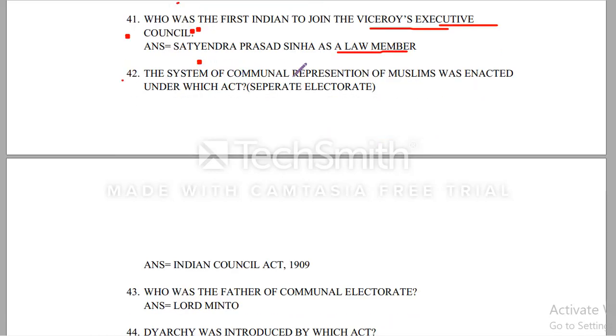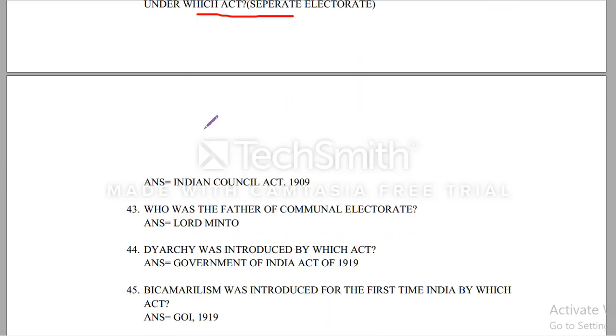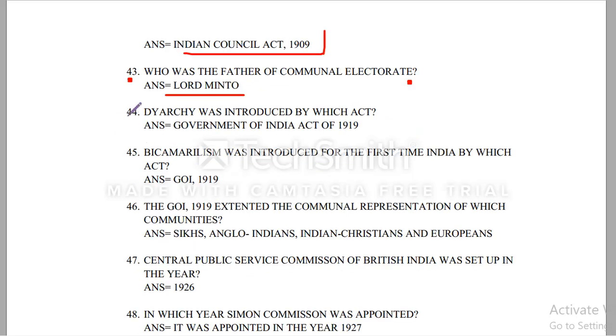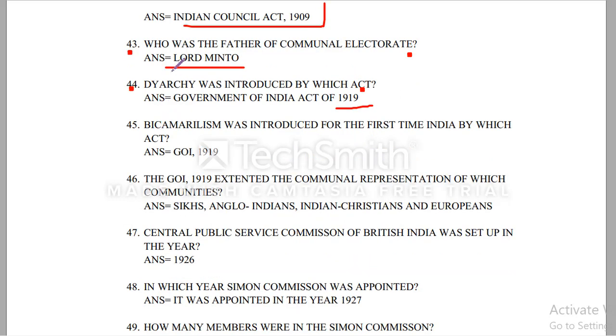Next, the system of communal representation of Muslims was enacted under which act? Answer is Indian Council Act of 1909. Next question, who was the father of communal electorate? Answer is Lord Minto. Next, diarchy was introduced by which act? Answer is Government of India Act of 1919, also known as Montagu-Chelmsford Reform.